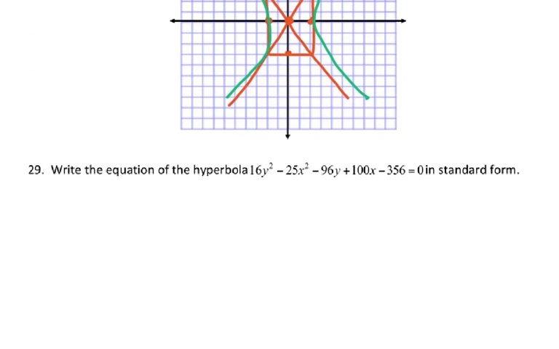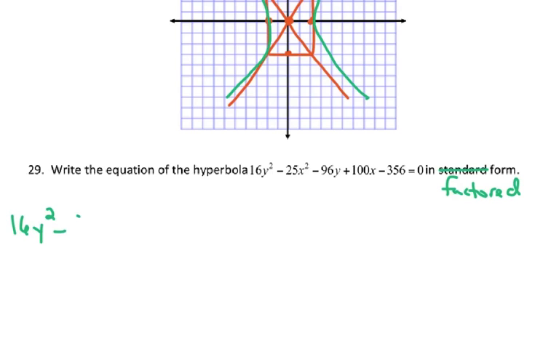Number 29. Write the equation of the hyperbola, 16y squared minus 25x squared minus 96y plus 100x minus 356 equals 0 in standard form. We're going to call that factor form. So, first, we're going to determine which variable is positive, because the thing with the hyperbola is it has an x squared and a y squared, but one of them is positive and one of them is negative. Since y squared is positive, we're going to make our parentheses with y come first.